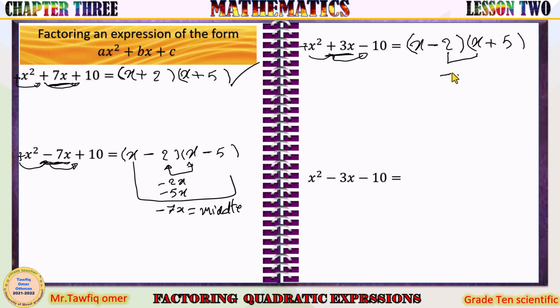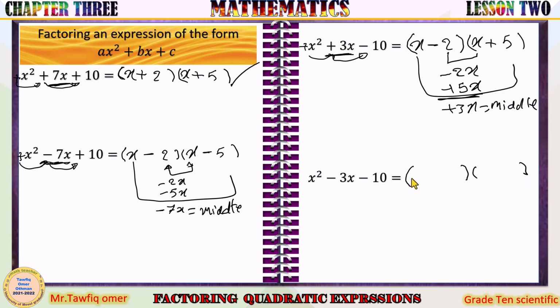At the middle, minus 2x. Outside, plus 5x. The sum of them is plus 3x, which is equal to the middle term. Here we are doing the same thing. Open two brackets. Plus times minus is minus, minus times plus is plus. Plus times minus is minus, and minus times minus is plus. x.